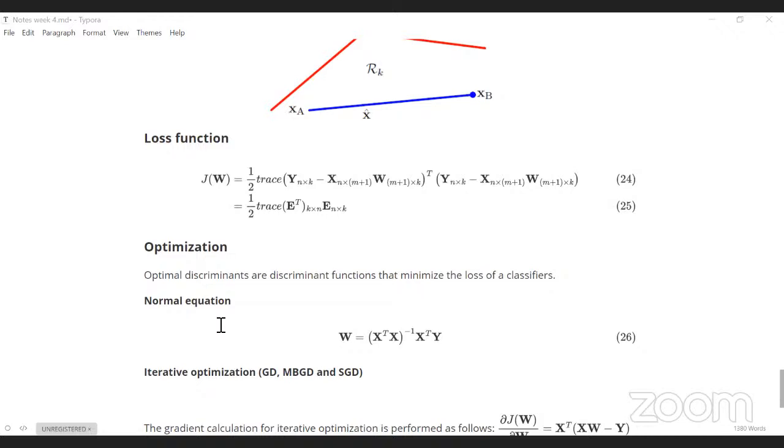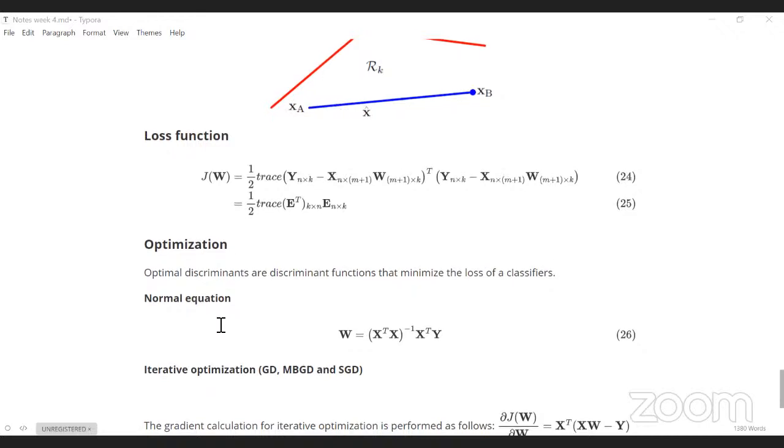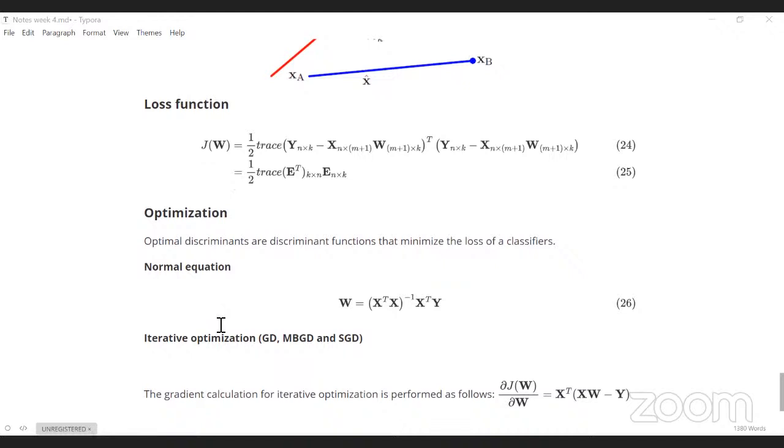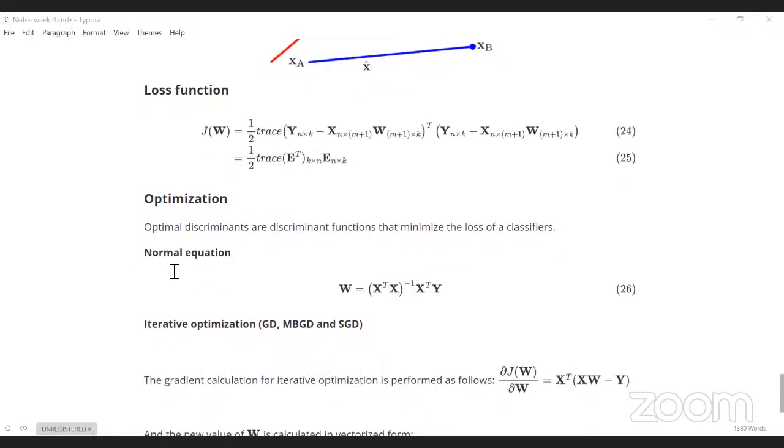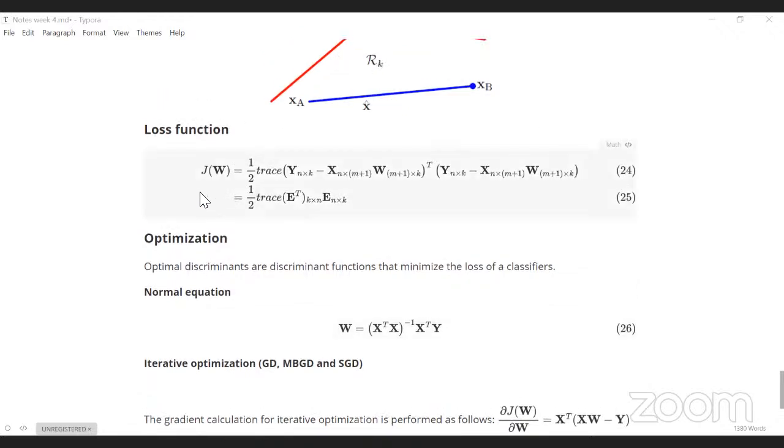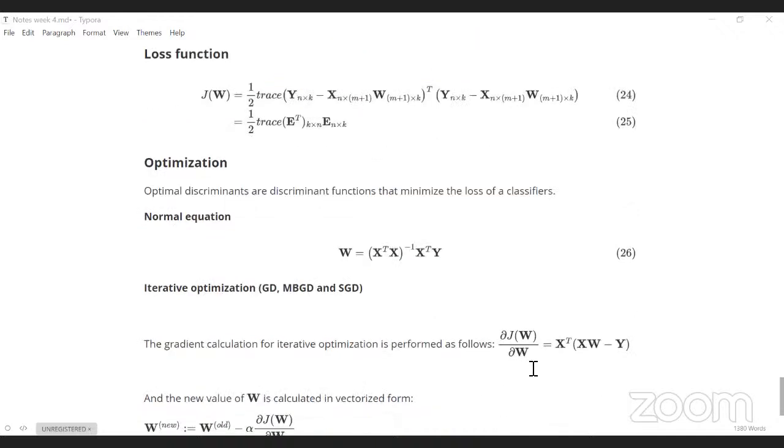So the next part is the optimization, which determines the optimal values of the discriminant function, the optimal model. Again, there are two methods: normal equations and iterative. Normal equation means that you just take the derivative of the loss function and equate it to 0. The derivative of the loss function with respect to w is x transpose (xw minus y). If you equate this to 0 and find the value of W, it is going to be (X transpose X) inverse X transpose Y. So this is how you find the weight vector using the normal equation.